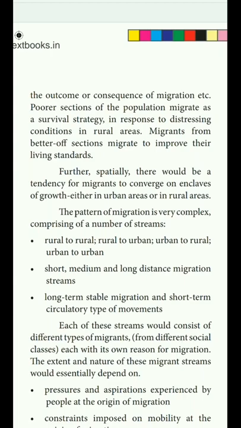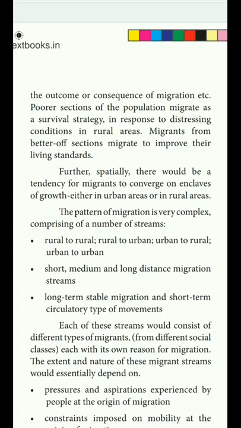Okay. So, the next one. The pattern of migration is very complex, comprising a number of streams. There are three streams: rural to rural, short, medium and long-term stable migration. Listen, this is also a very important question. Discuss the patterns of migration. What are the patterns of migration? What are the factors of migration?